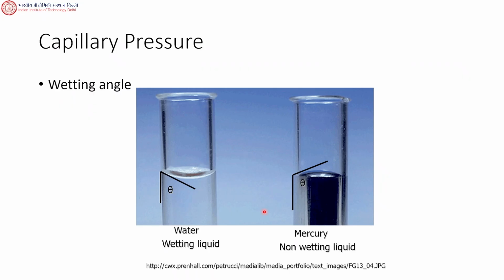And this is a nice photo which I got from some book. I think it's a book by Petrucci. So this is water, and you can see that it has this sort of contact angle, and this is mercury. Look at the surface curvature. This is concave, and this is convex, right? You must have seen these things yourself in various applications.